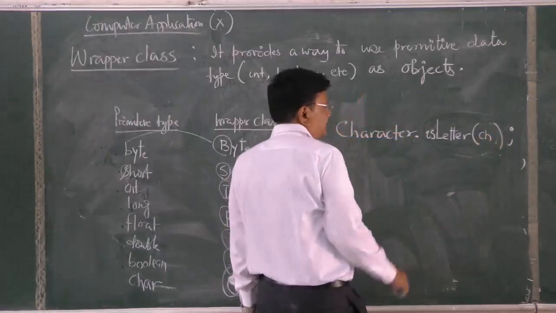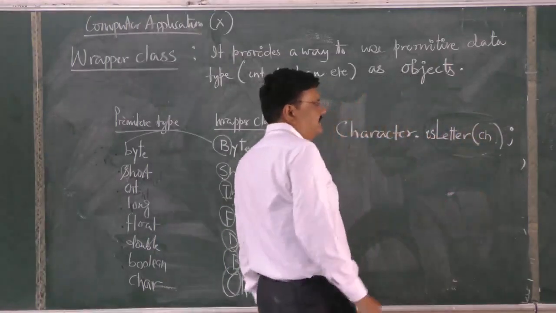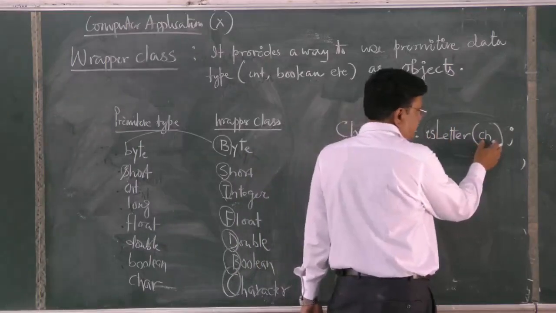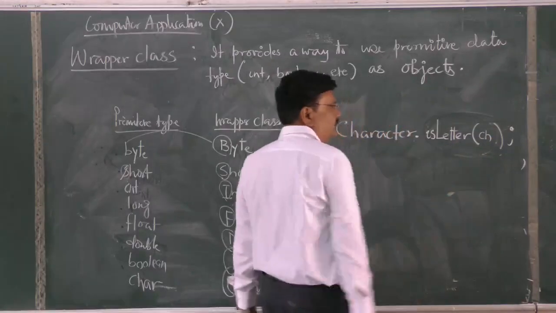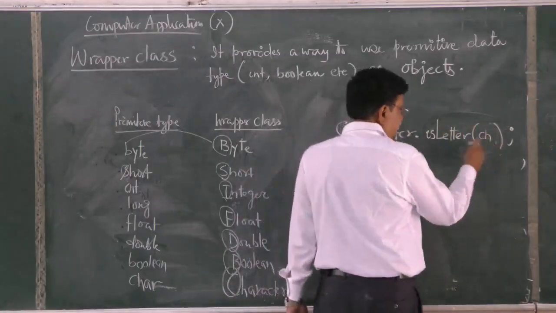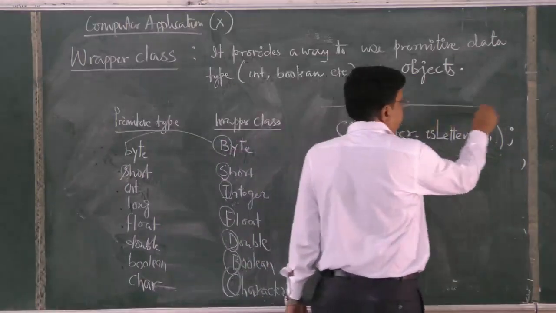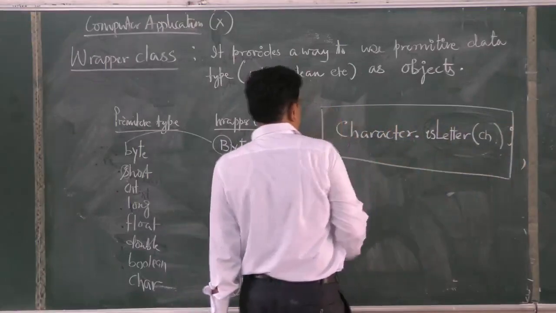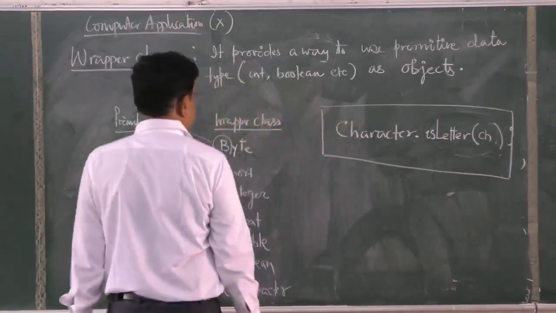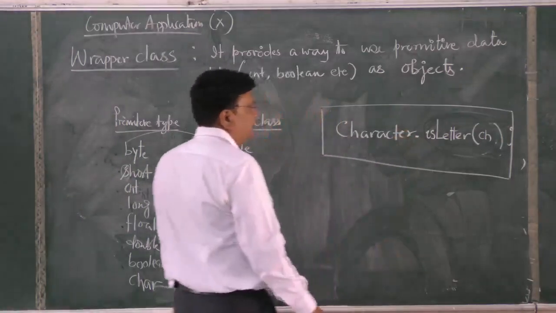It will give the output as a boolean type, whether the argument is a letter or not. If it is a letter, then it will give true. If it is anything else, then it will give false. So this has to be written along with the wrapper class, that is Character. So Character.isLetter.